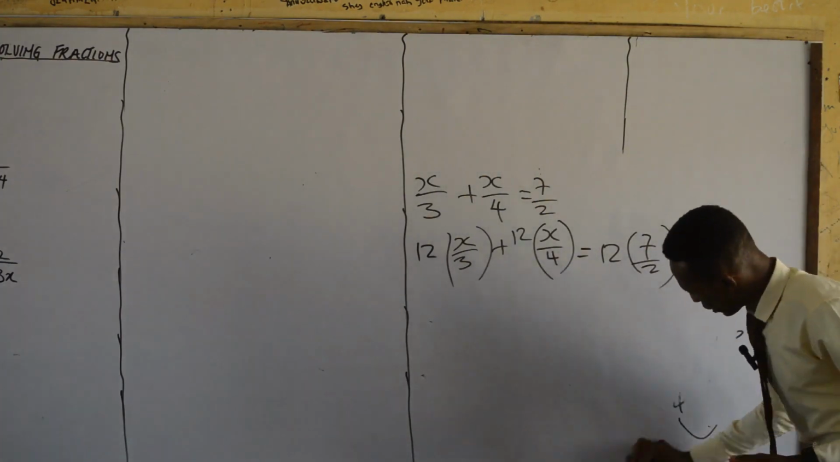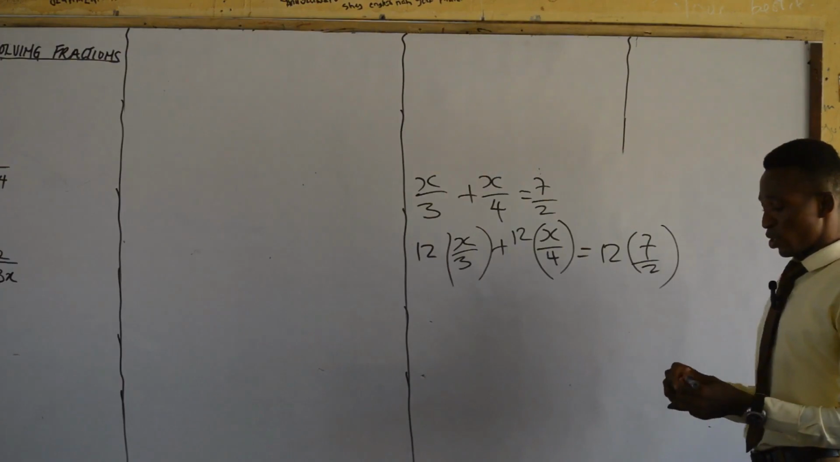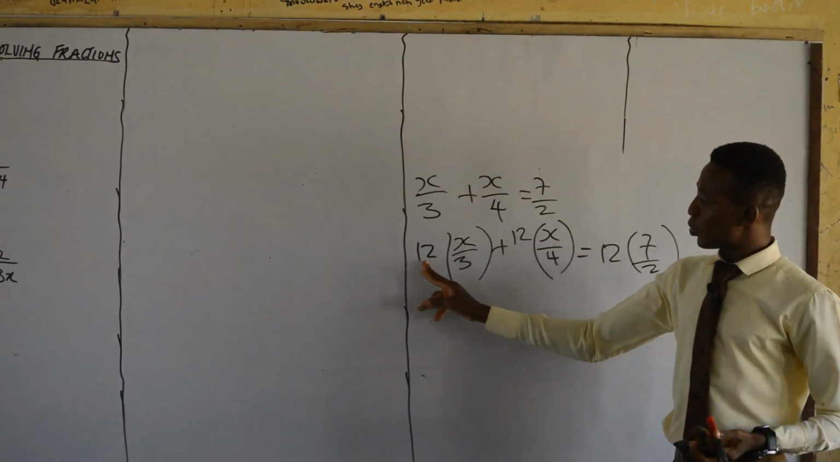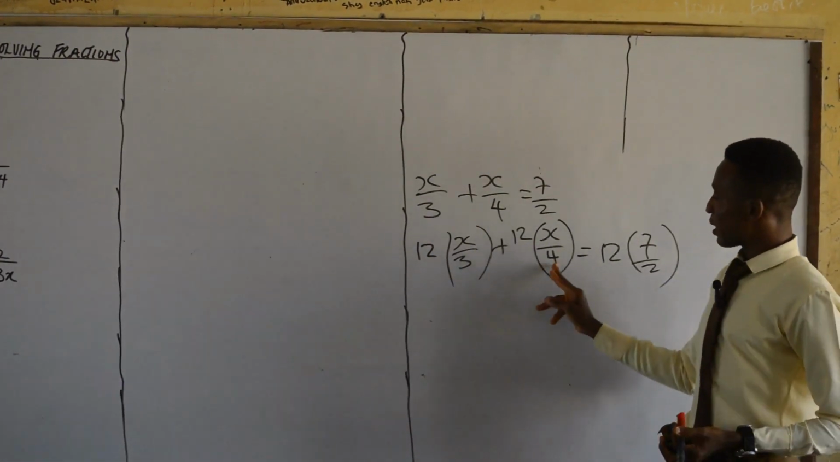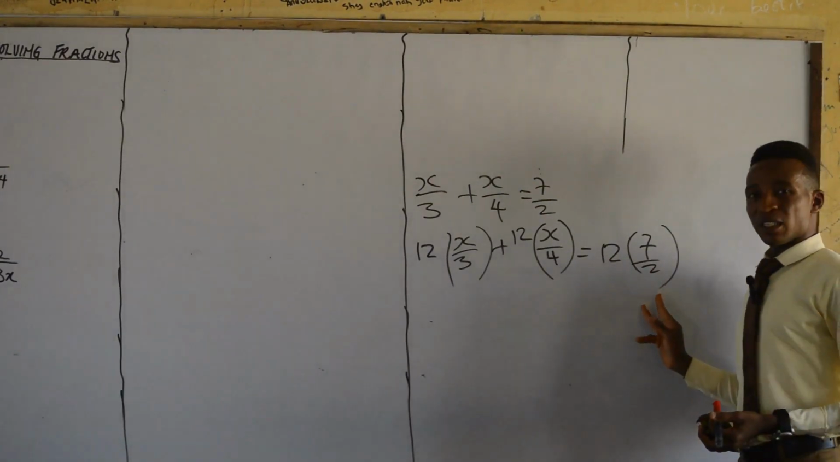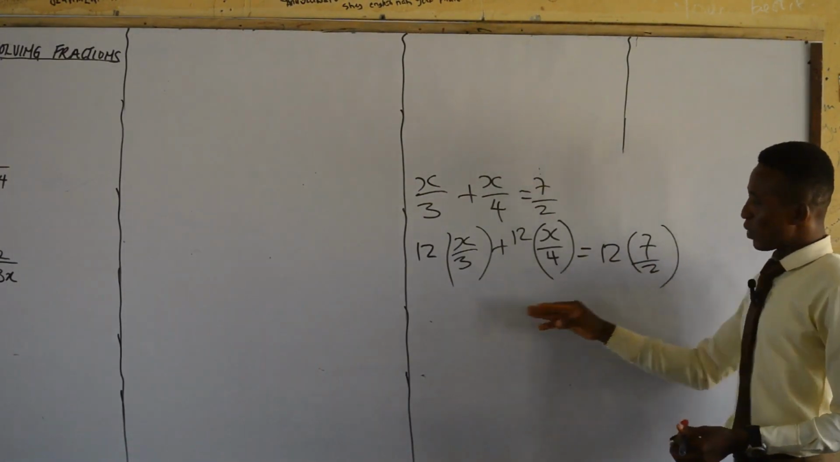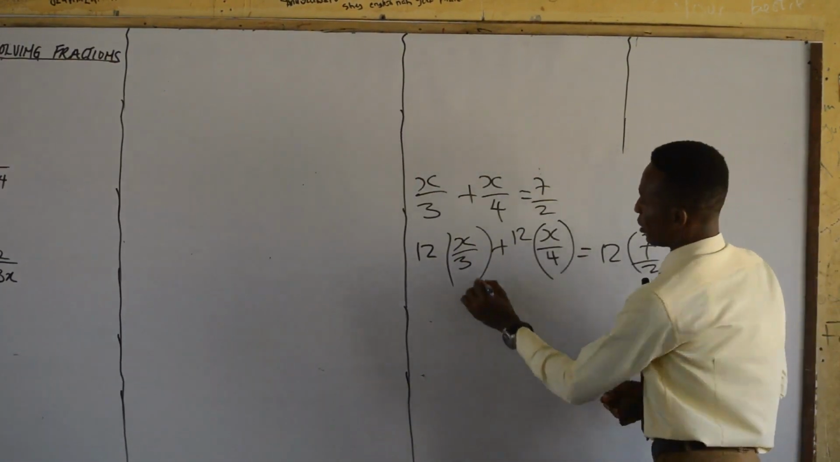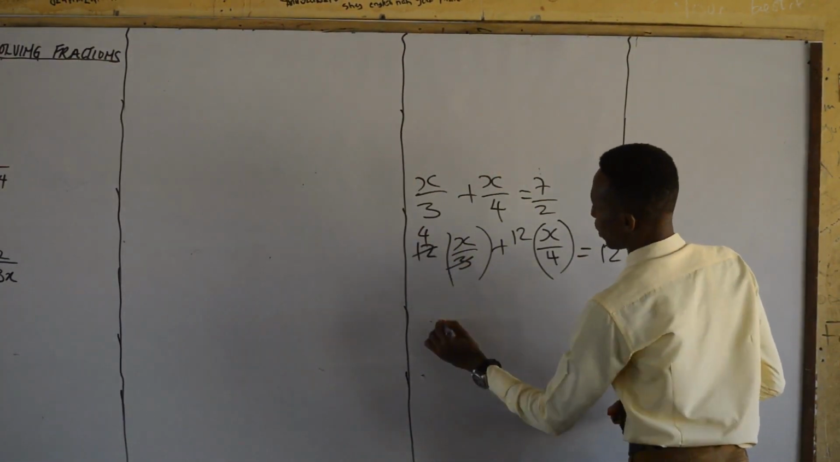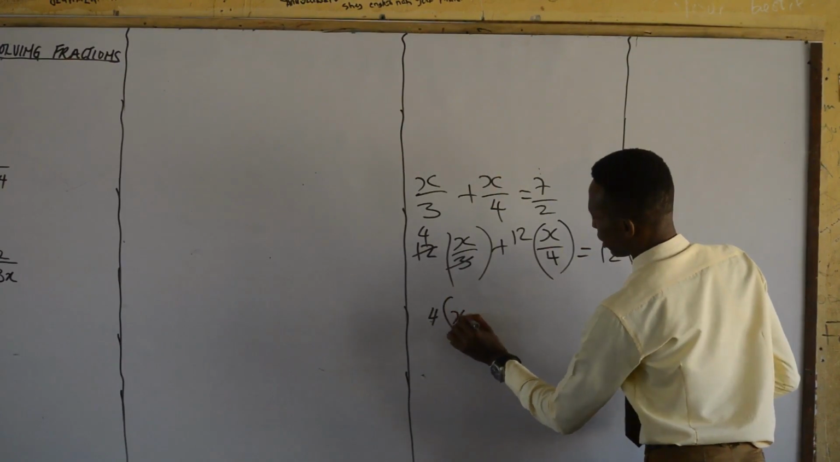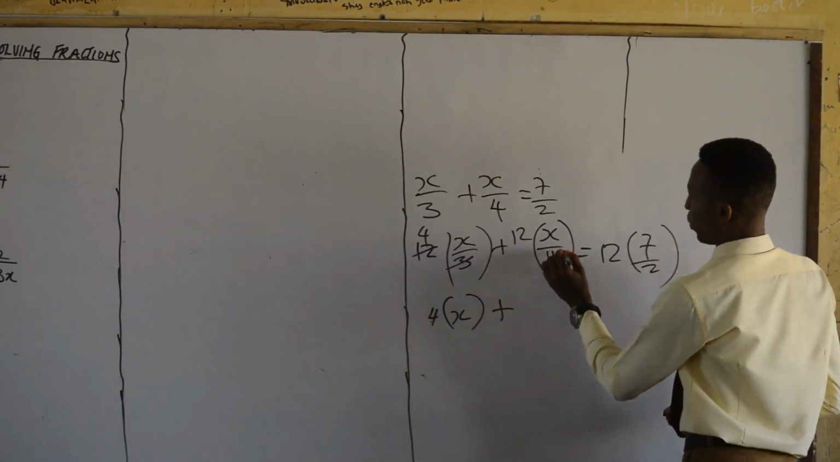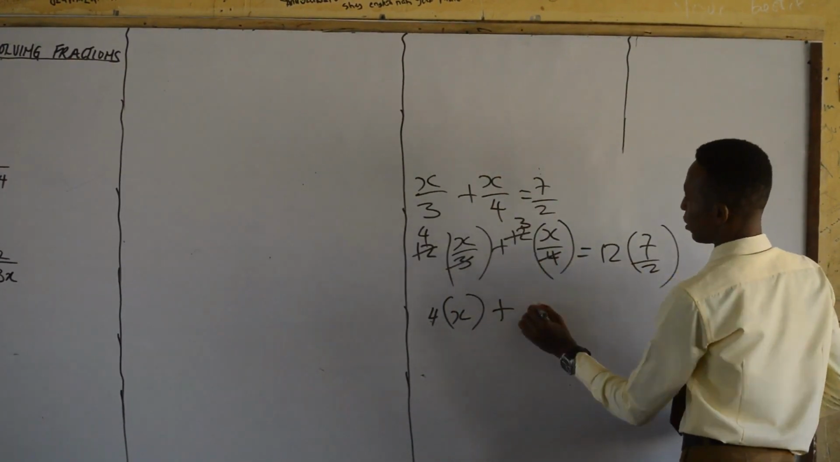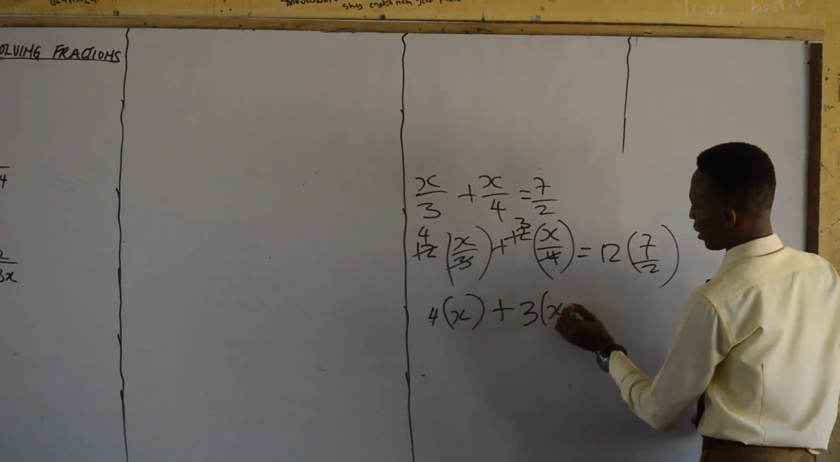Now, since you've done that, the next thing we need to do is divide. We divide this 12 by 3, we divide this 12 by 4, and we also divide this 12 by 2. Then after doing that, you are going to see that there's no fraction in this question again. 3 in 12 will give us 4. So we have 4 into bracket x plus, when you divide this, we are left with 3, that's 3 into bracket x.